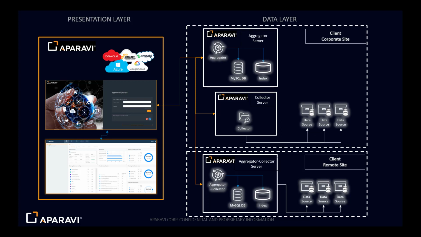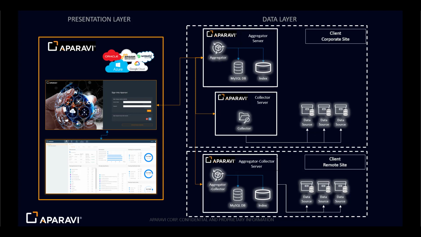There are two different layers within the Aparavi platform. You have the presentation layer on the left, which is the Aparavi portal in which you have an account, and you'll log in and be able to deploy all of these components that are on the data layer to the right. The data layer has two different examples here: the client corporate site and the client remote site. For a larger corporate site, you'll want to deploy a distributed architecture where you have an aggregator server and then one or more collector servers under that aggregator server.